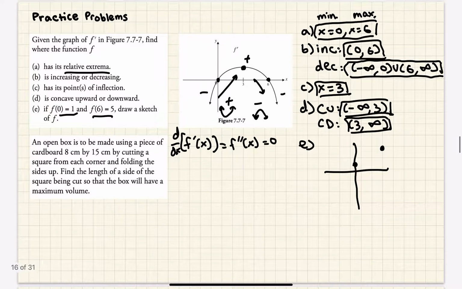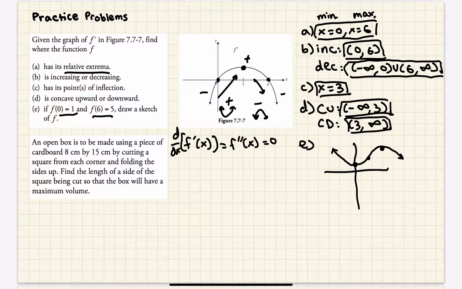We also know that x equals 3 is a point of inflection, so it should be concave up before this and concave down after this. So this is a very rough sketch of what the function would look like. That's all we know so far, but it's actually pretty close. Obviously, exact points are not known, but we can make a rough estimate of what the shape of the graph would look like. And that's what curve sketching and analysis is all about.